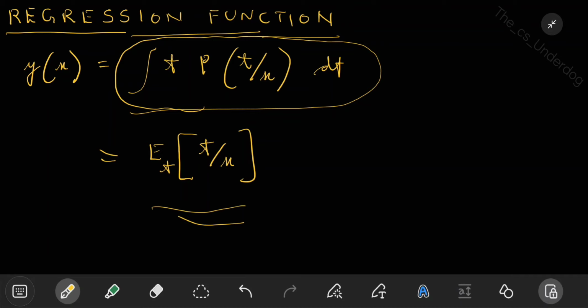So we finally found that the regression function y of x should be the expectation of t given x. That is, it is the conditional average of t conditioned on x. So this is the regression function.